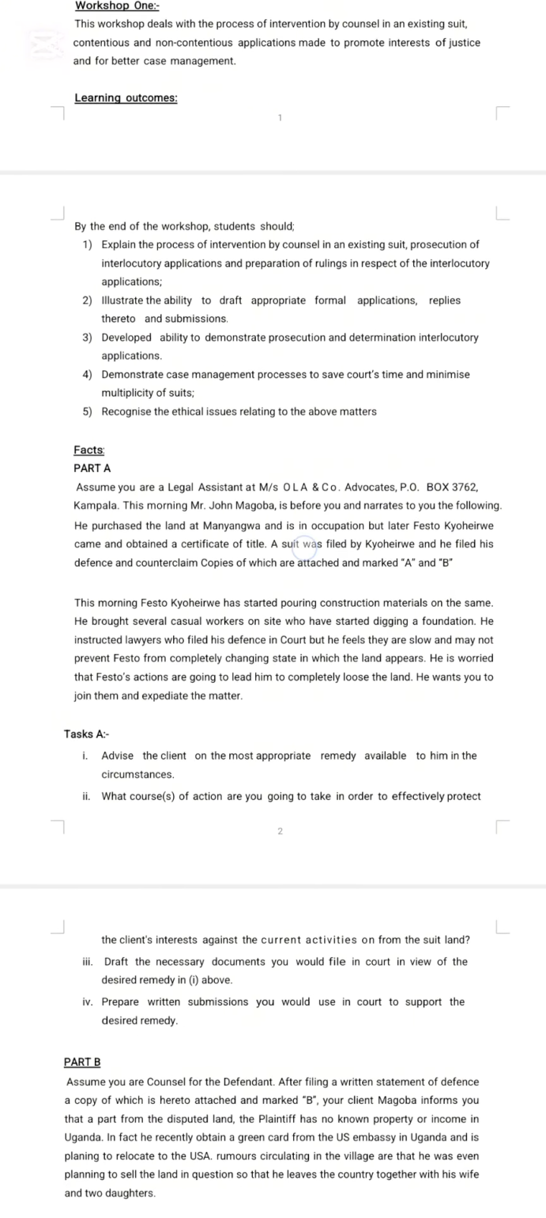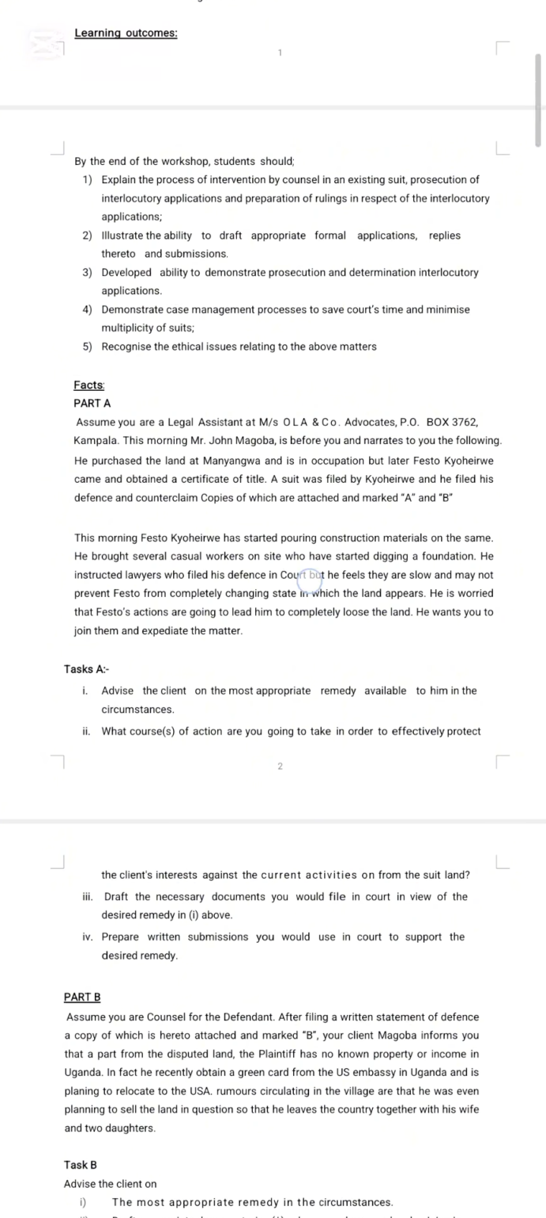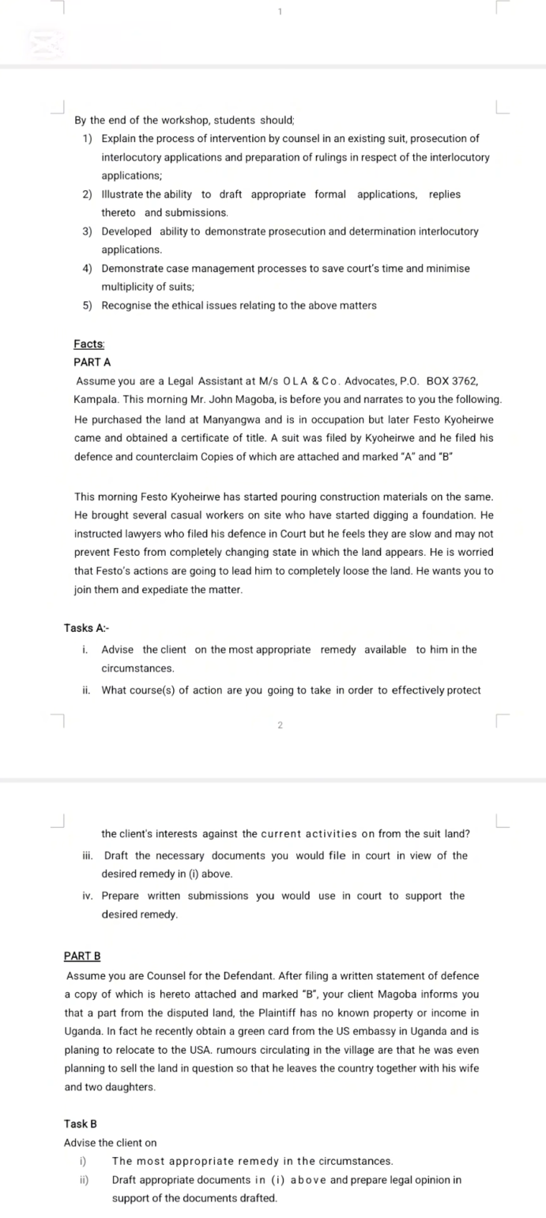Learning outcomes: by the end of the workshop, students should, one, explain the process of intervention by counsel in an existing suit, prosecution of interlocutory applications, and preparation of rulings in respect of the interlocutory applications. So basically, I've told you that interlocutory applications include applications for temporary injunction. And one of the grounds for an application for temporary injunction is that there must be a prima facie case, irreparable damage, as well as the balance of convenience.